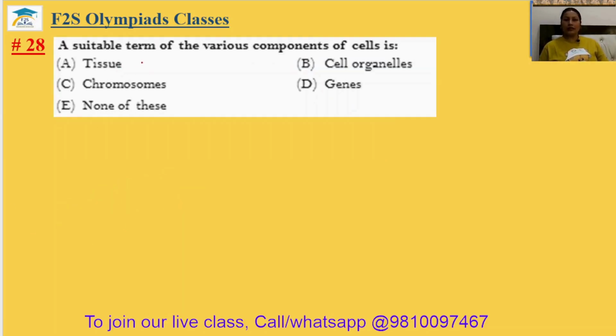Question number 28. A suitable term for various components of cells is tissue. No, tissue is the collection of cells which performs a specific task. Cell organelles. So yes, this is the component of cell. The 28 answer will be option B.